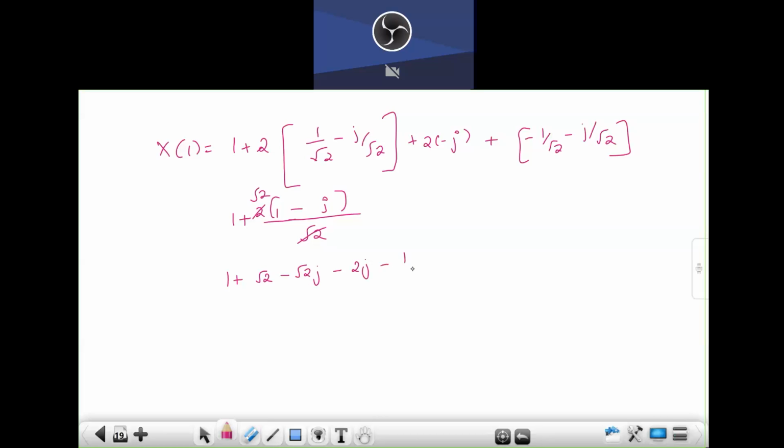This will be minus 1 by root 2 minus j by root 2. Now you take all the real terms together: 1 plus root 2 minus 1 by root 2. All the real terms you group together. Done, no? 1 by root 2 minus 1 by root 2.